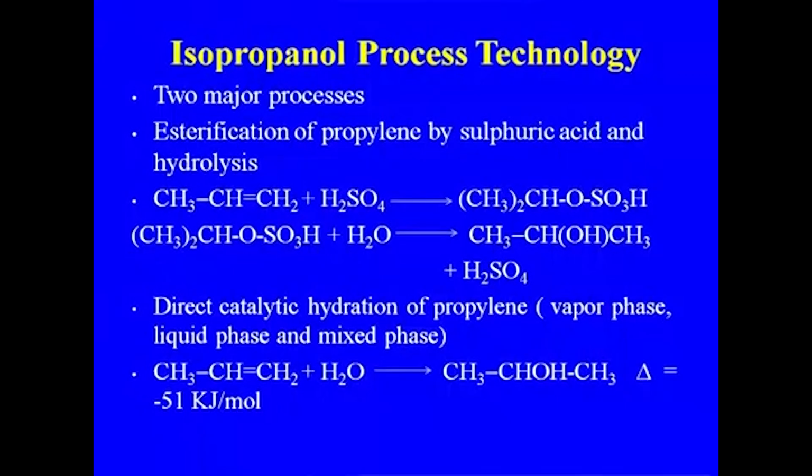There are two major technologies available for the production of isopropanol: the esterification of propylene by sulfuric acid followed by hydrolysis, and direct catalytic hydration of propylene. These are the reactions taking place after the esterification and hydrolysis, and we get isopropanol. When you are handling esters, definitely the problems of corrosion and others are there. So, direct hydration is better than the sulfuric acid and hydrolysis route.